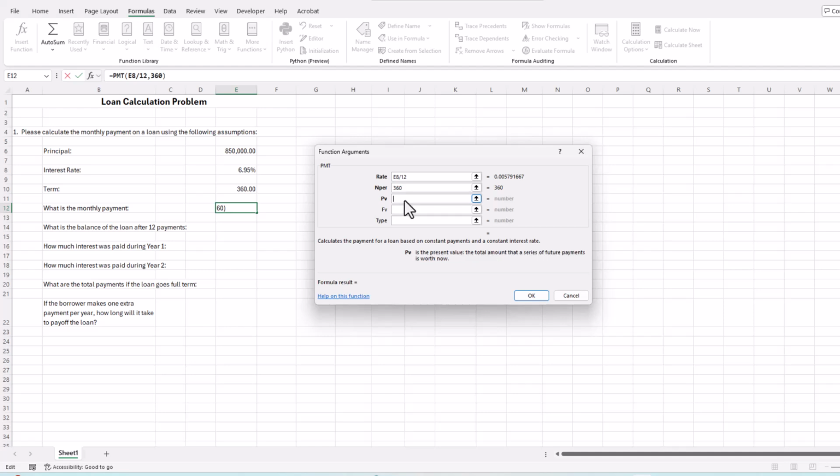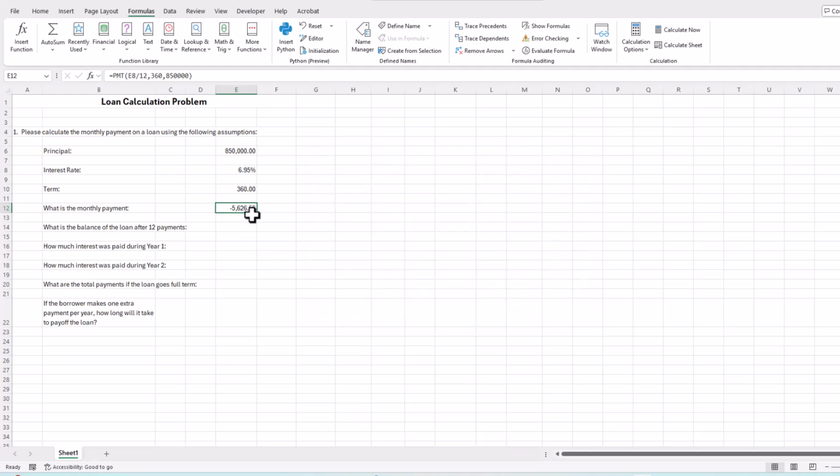I'm typing on the wrong one. 850. Yeah. And the only thing left to do is just click on OK. That is your payment, $5,626.56. Next, what is the balance of the loan after 12 payments?